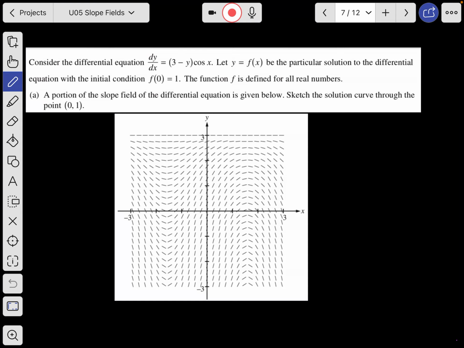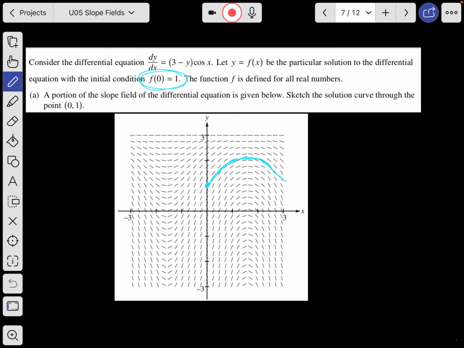Here's an example on a free response AP test. It says, consider the differential equation. Let y equal f(x) be the particular solution to the differential equation with initial condition 0, 1. So we have a point. We're going to plot that point. The function f is defined for all real numbers. A portion of the slope field is given. Sketch the solution. All right, so follow your little slopes.